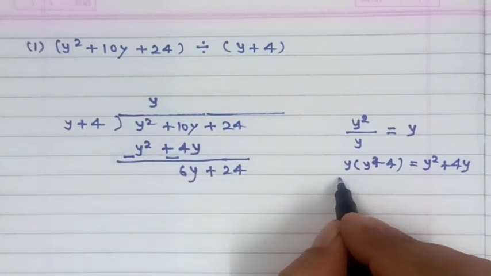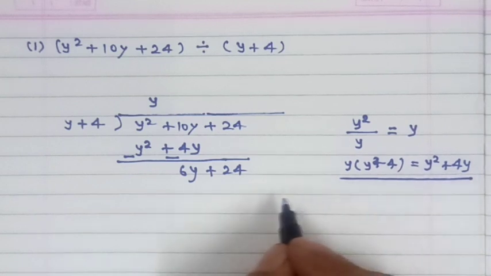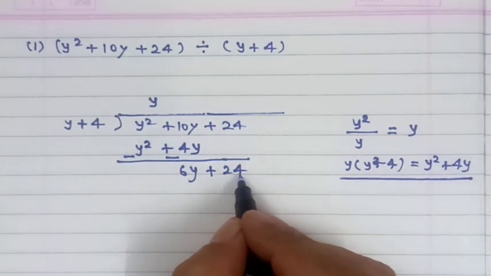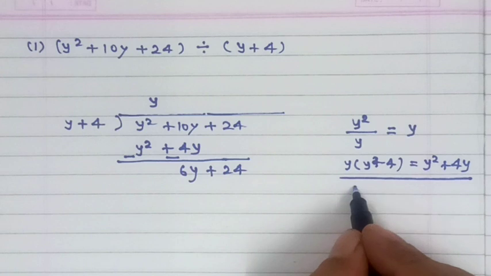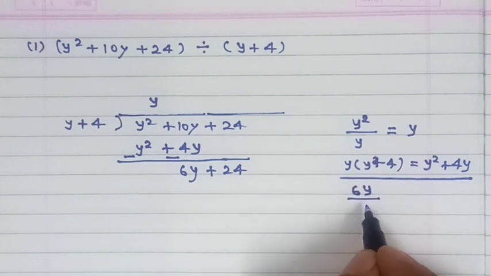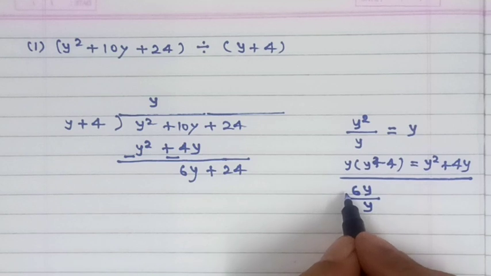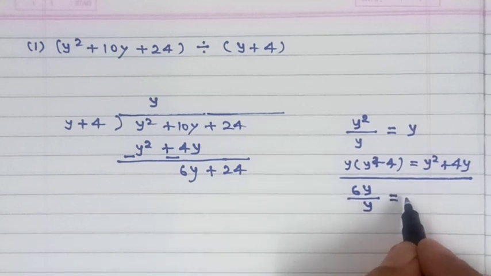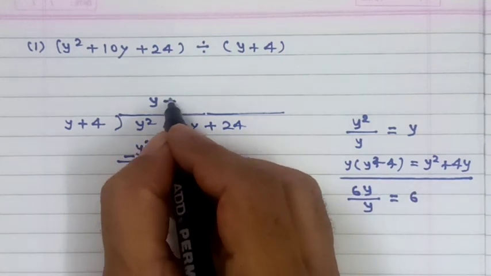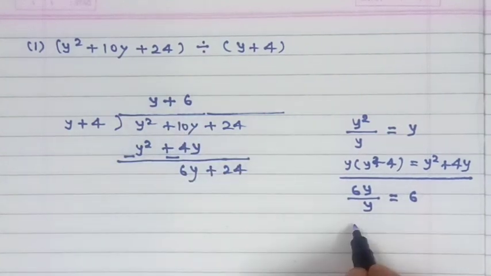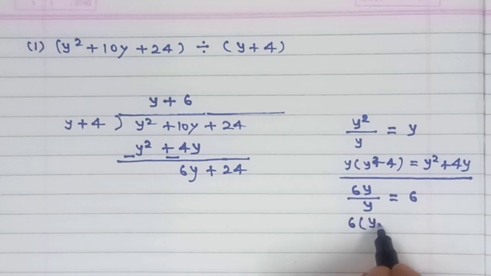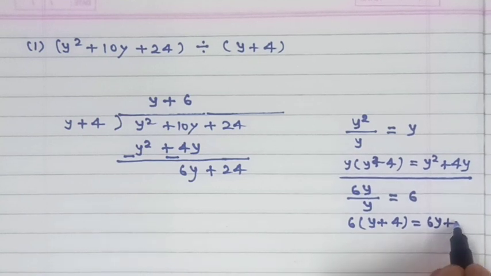Now same way we'll go for the second step. 6y plus 24. First term is 6y and here it is y. So again D means divide, 6y upon y. No doubt it is plus. When you divide, you get 6. So you get plus 6. So you will write here plus 6. Now this 6 is to be multiplied with the divisor y plus 4, and you will get 6y plus 24.